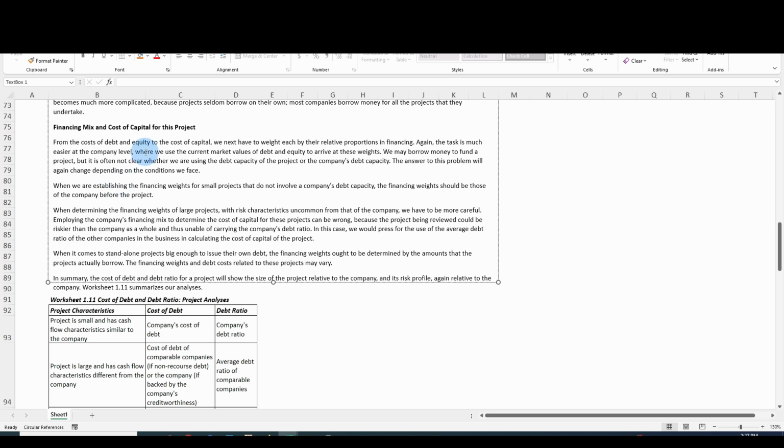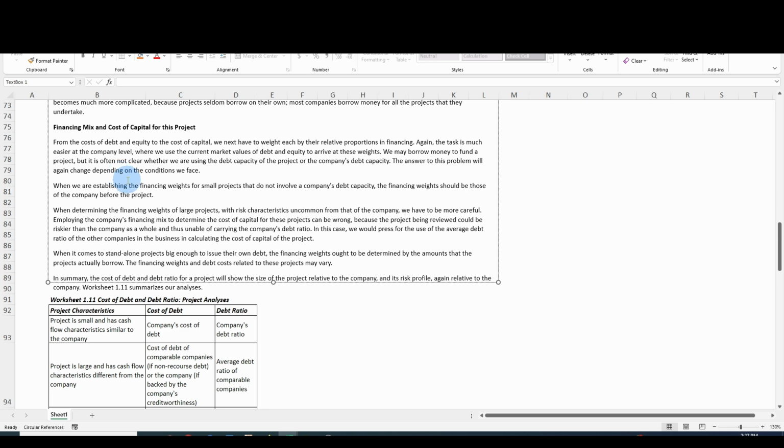Financing mix and the cost of capital for the project. From the cost of debt and equity to the cost of capital, we next have to weigh each by their relative proportions in financing. Again, the task is much easier at the company level, where we can use the current market values of debt and equity to arrive at these weights. We may borrow money to fund a project, but it is often not clear whether we're using the debt capacity of the project or the company's debt capacity.